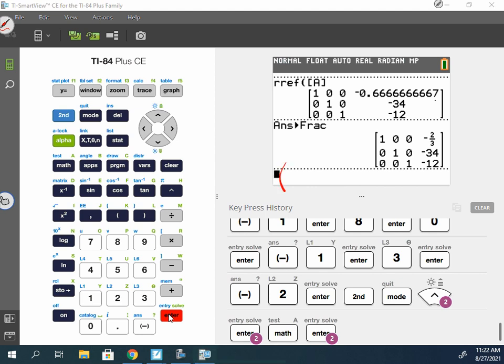So that tells us that we have negative 2/3, negative 34, negative 12. Any questions on this here? Okay.